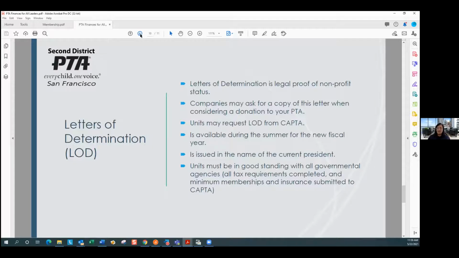And being in good standing with CAPTA means that you have submitted your minimum membership requirement of 15 members and have paid the insurance annually.